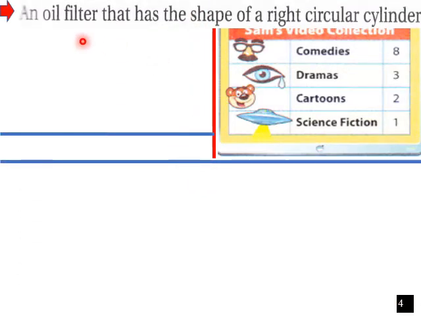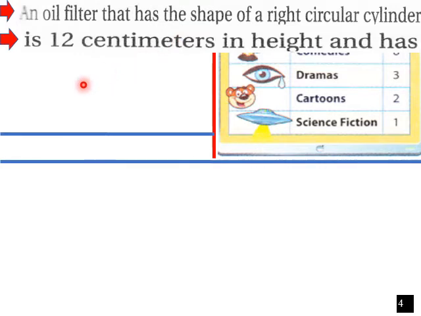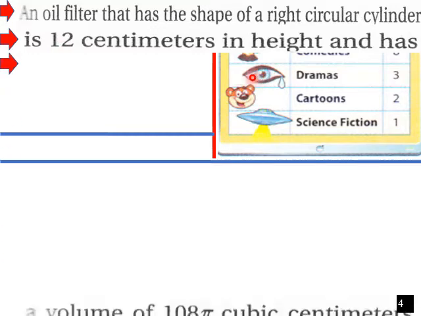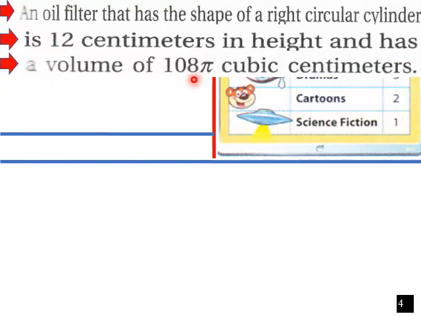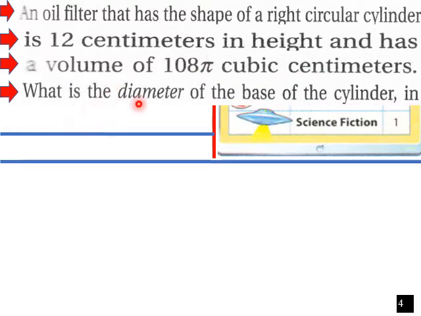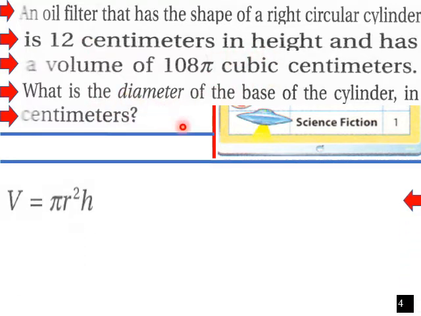So an oil filter has the shape of a right circular cylinder, and say for example it is 12 centimeters in height and has a volume of 108 pi cubic centimeters. That would be its volume. What is the diameter of the base of the cylinder in centimeters? So we have a volume of 108 pi, and the shape of a right circular cylinder is 12 centimeters in height. So we need to find the diameter.